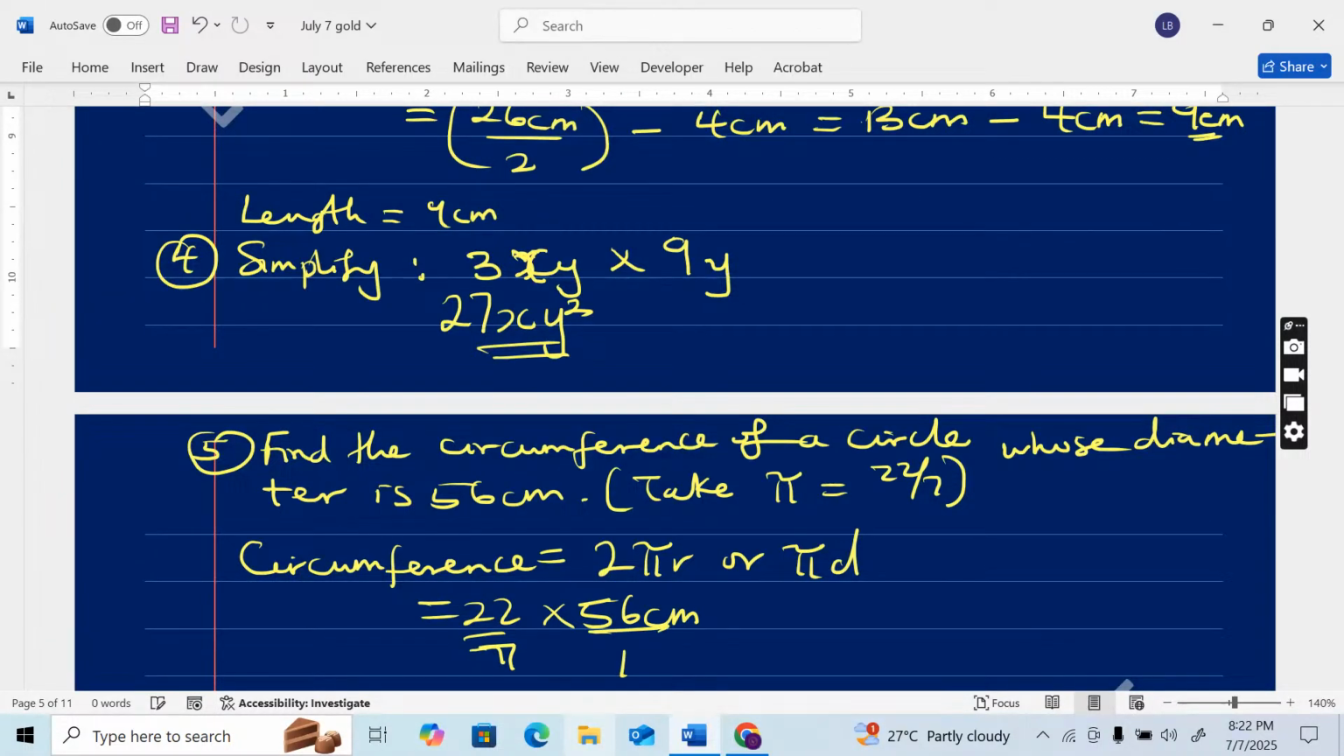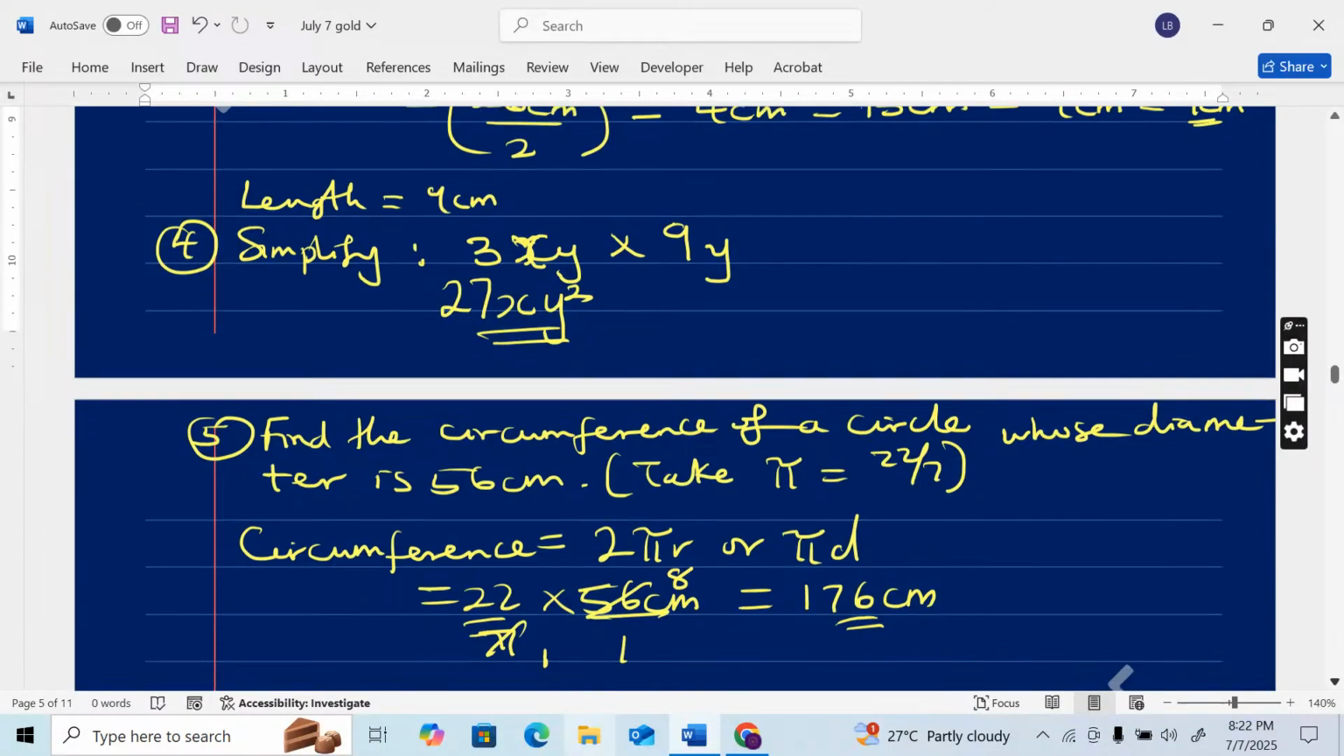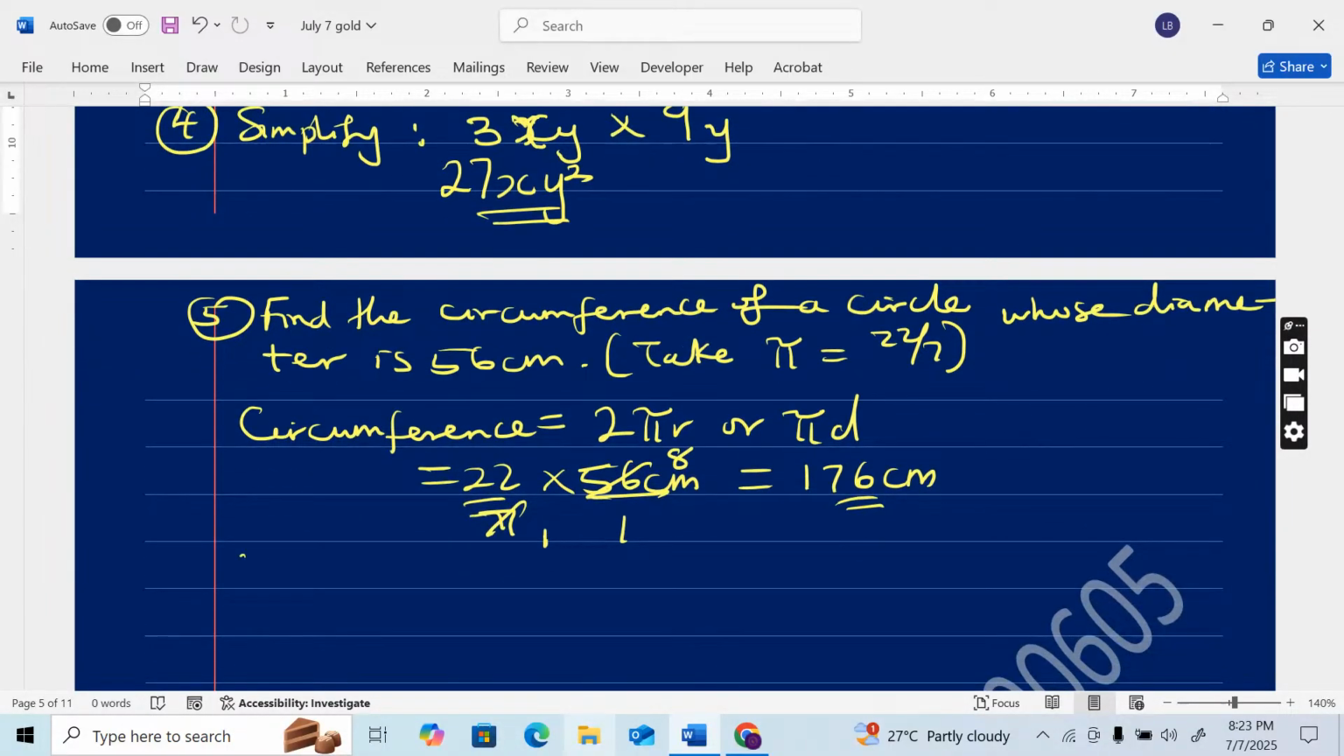You've been asked to find the circumference, right? So that'll be over 1. 7 into 7 is 1. 7 into 56 is 8. Now, 22 times 8 will give us 176 centimeters. All right, I'm moving on to question 6.